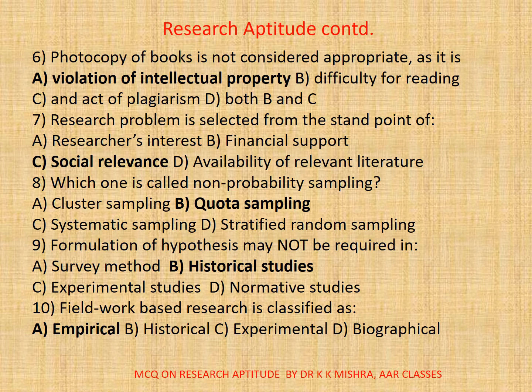8. Which one is called non-probability sampling? A. Cluster. B. Quota. C. Systematic. Or D. Stratified. Correct option is B. Quota.